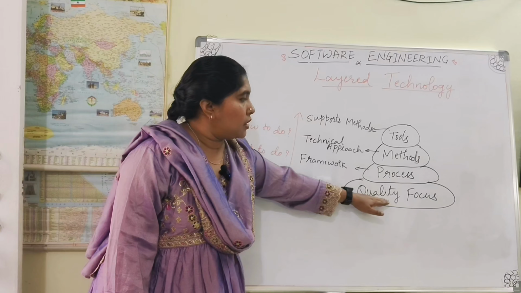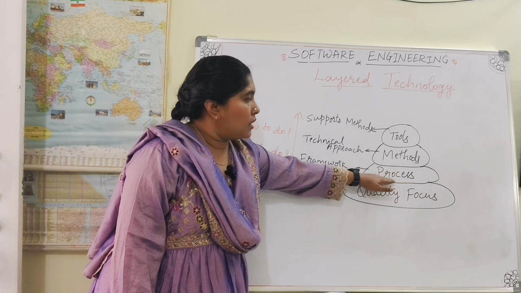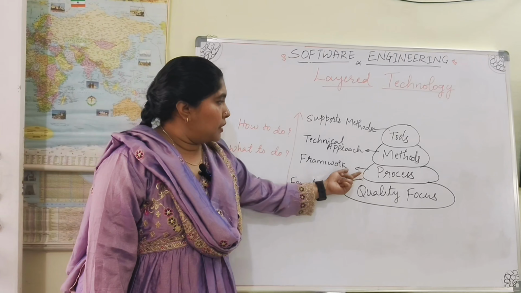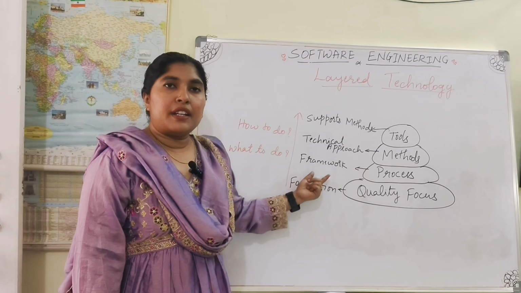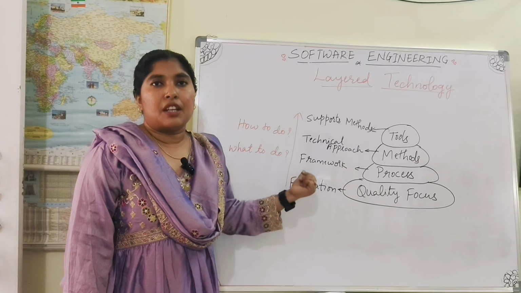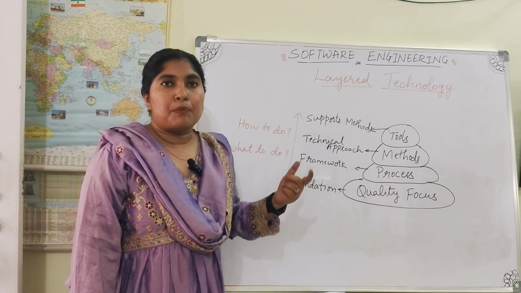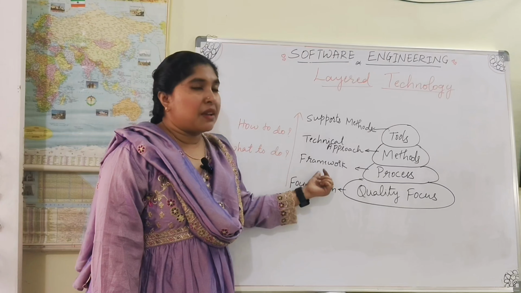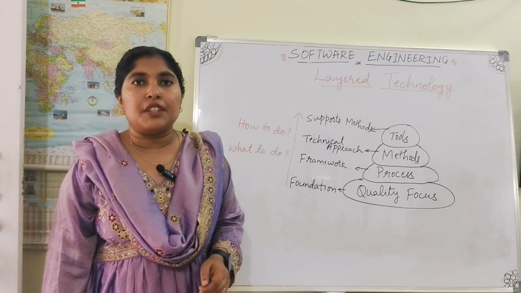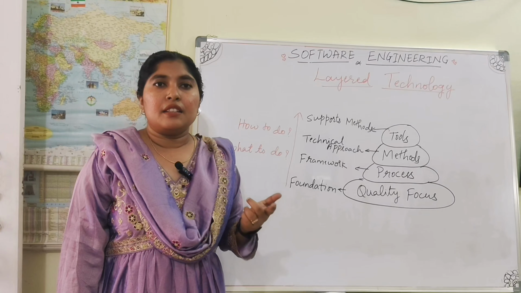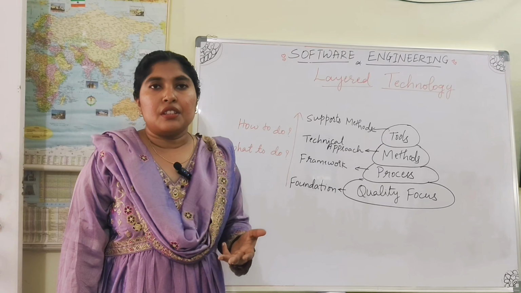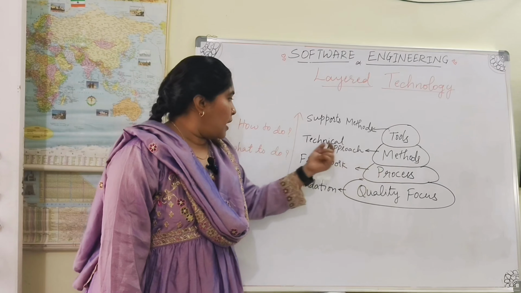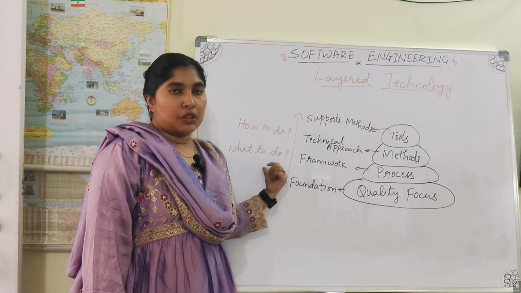Next, on top of this quality focus, we have the process layer. The process layer is the second layer from the bottom. It provides a framework: what software has to be developed, what application has to be built. That is given by the process, and it has a framework consisting of a set of activities like communication, planning, design, construction, and deployment.